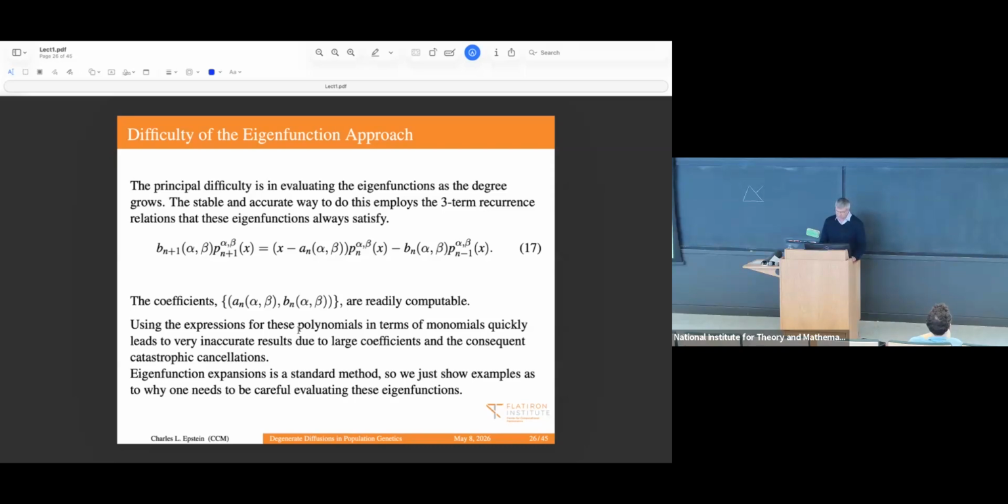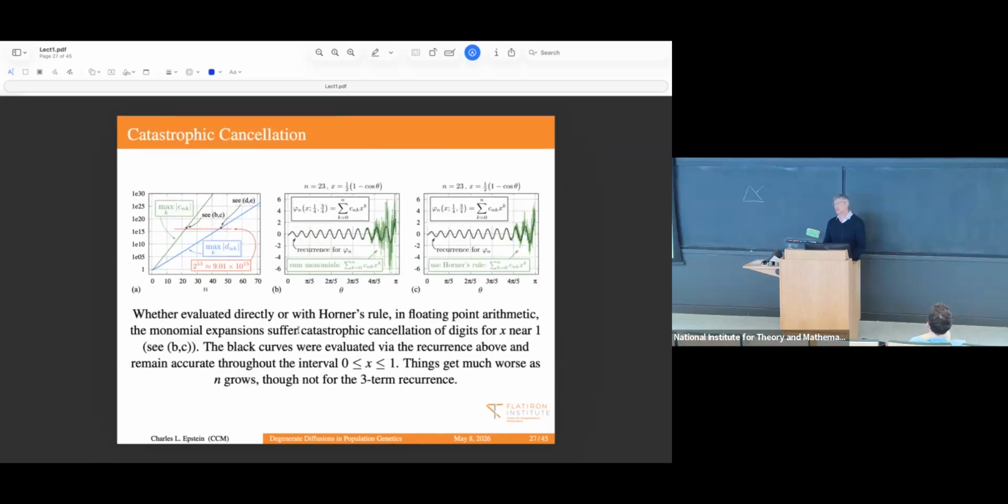If you try to compute the polynomials in terms of their expansions with monomials, you very accurately get results that are completely meaningless, almost no matter how many digits you try to keep track of. So this, I think, was a problem for population geneticists, that they thought, well, even the eigenfunction methods don't work. And the reason was they didn't know how to compute the eigenfunctions. They tried to use the monomials. They thought, oh, we'll be very clever. We'll use Horner's method, which is some slightly improved method for computing polynomials. But in the end, it's catastrophic.